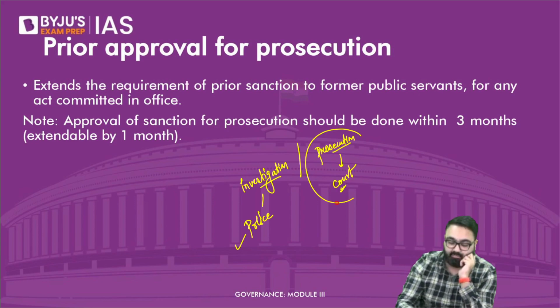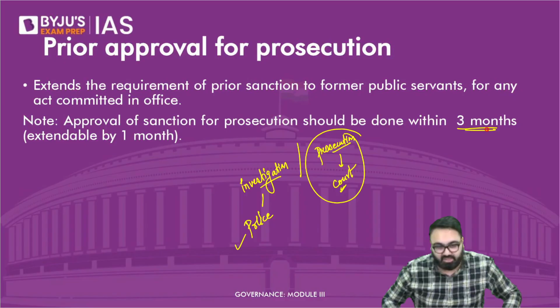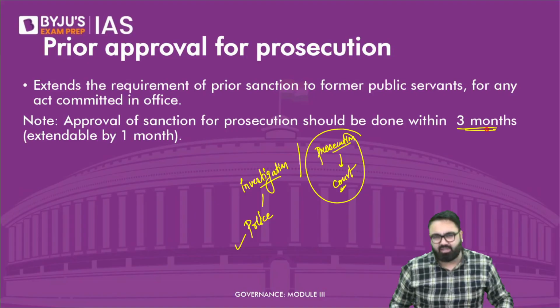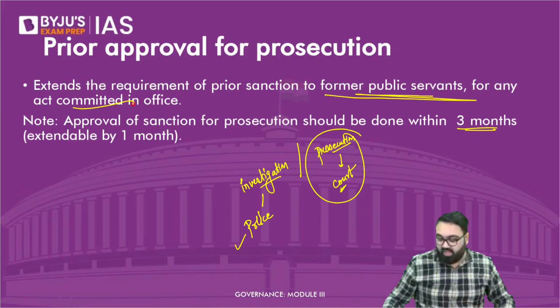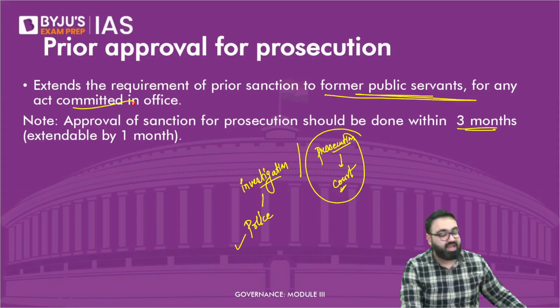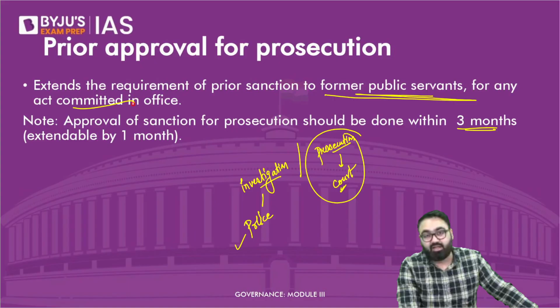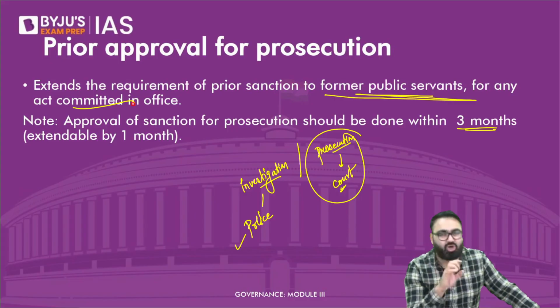For prosecution, the government should give the permission within 3 months. When the permission is asked for, within 3 months, the government must give the permission to start the prosecution. Maximum, they can delay it for 1 more month. Also, permission is required for former civil servants too, meaning even those who have retired. It's not like once you have retired, whatever corruption or illegal activities you did are forgotten. No. Even after you retire, there can be cases filed against you. In that case, again, the government has to give permission first before your prosecution. It can be done within 3 months or extendable to 1 more month.